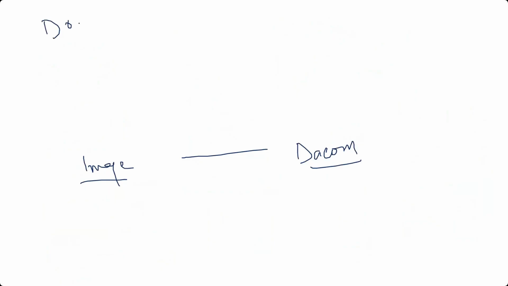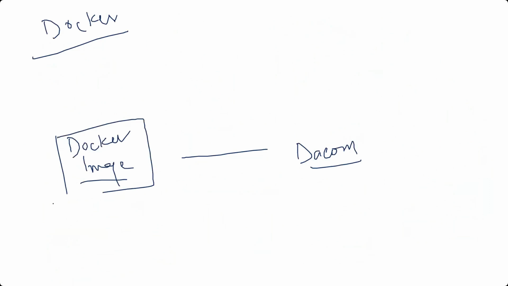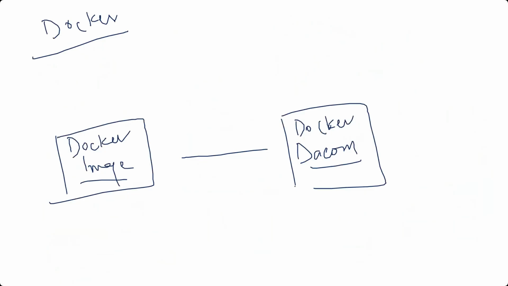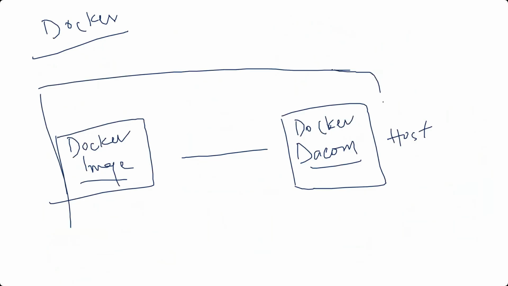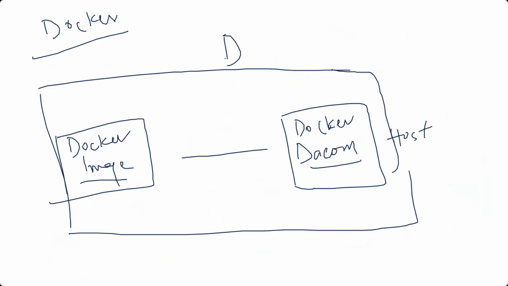Instead of looking at Podman, let's look at Docker. So whatever we created as an image, let's call it a Docker image, and there is something called the Docker daemon. The Docker daemon is like a host. Okay, and all of these will sit in what we call the Docker engine or container engine.